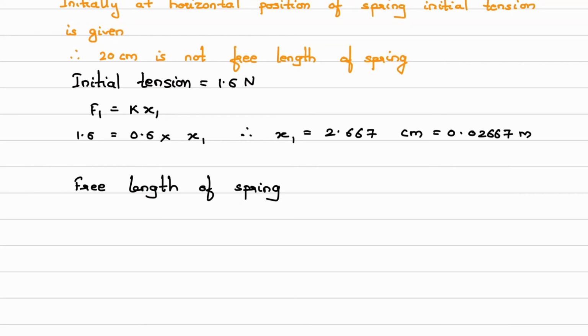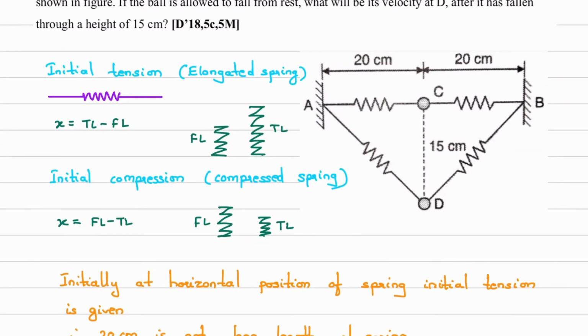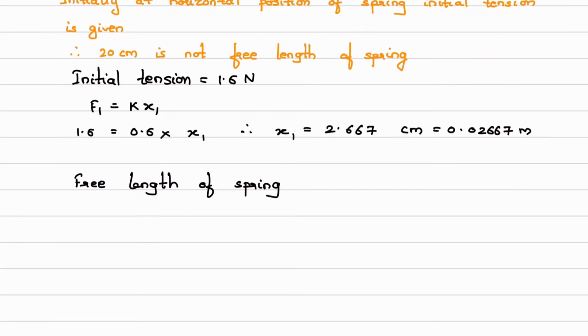Next we have to find the free length of the spring. Now what is the free length of the spring? You have to understand this equation. Initially the spring is in tension, so x is equal to total length minus free length. So what will be the free length? It will be the total length, which is 20 given in the question, the spring is elongated, minus deformation x, and deformation x we have already calculated.